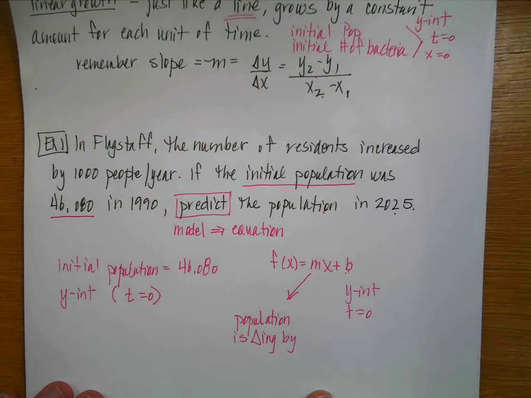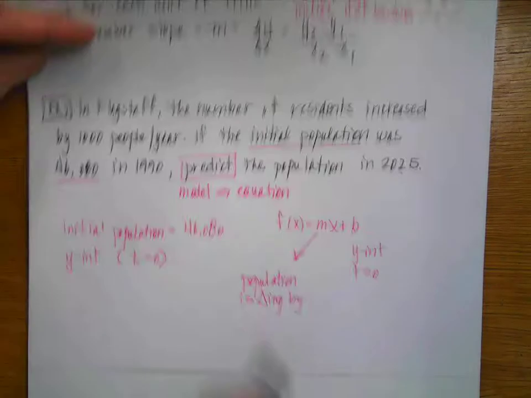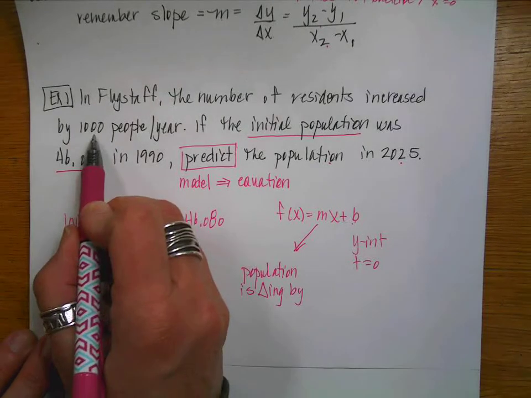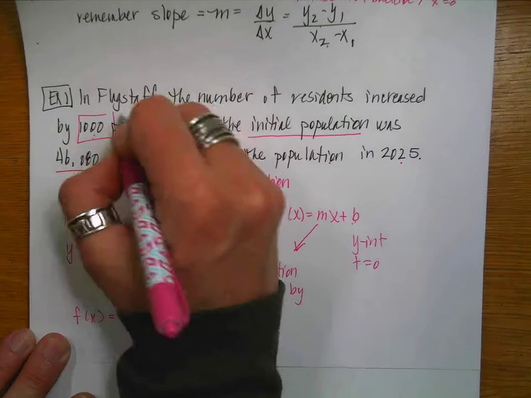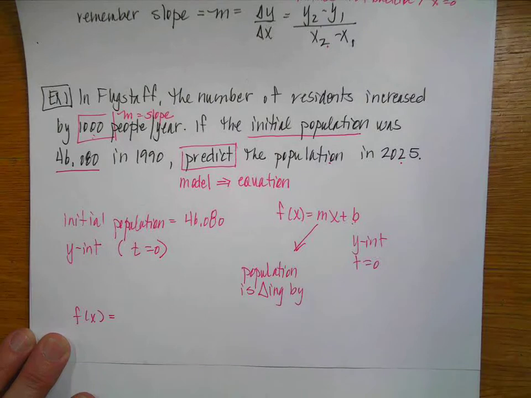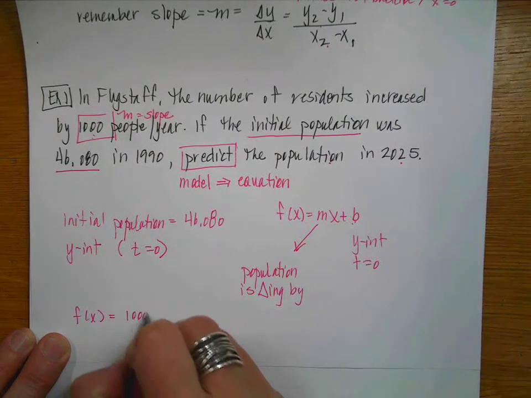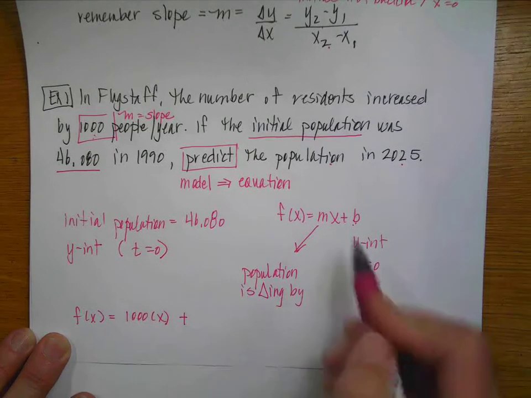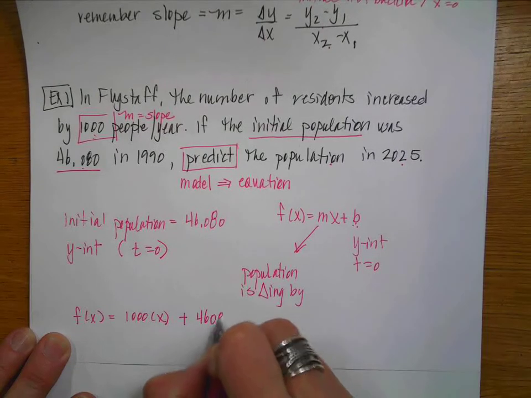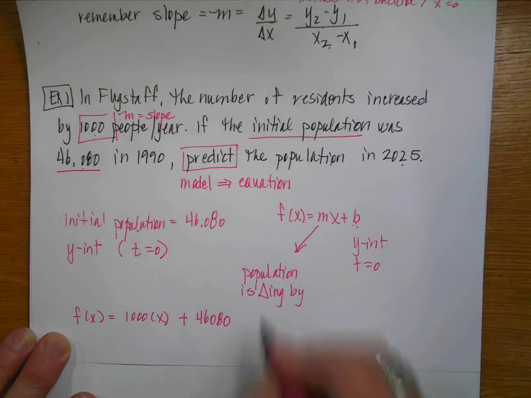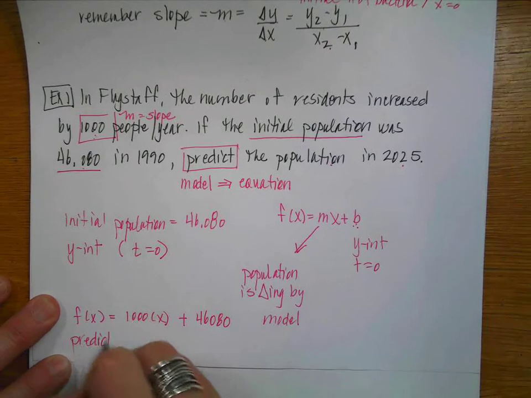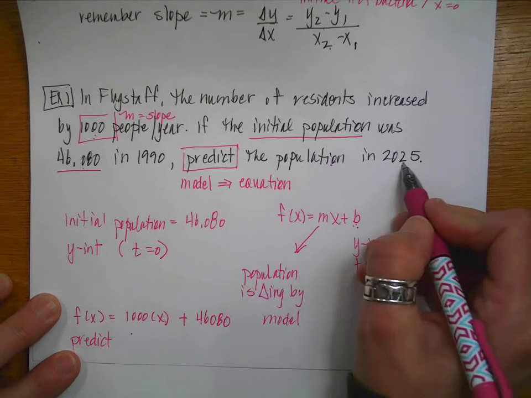So I can write a linear equation for this situation, and so I'm going to write f of x is equal to, it's changing by 1,000 people per year, so this technically is our slope, or how much my population is changing each year. So it's going to be 1,000 times x, and then plus, this is the y-intercept, or that initial population, so 4680. So there is my model, okay? And then I'm going to predict what happens in the year 2025.